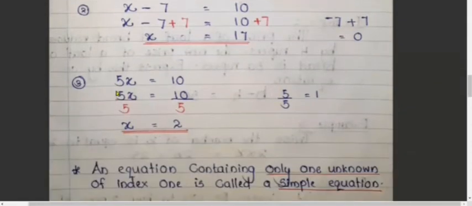Next example, 5x equals 10. 5x means 5 multiplied by x. How do you omit this 5? What is the opposite of multiplication? Division. So 5x you divide by 5. You do the same thing to the right side. 10 you divide by 5. Then the 5s get omitted. Then 10 divided by 5 is 2. X equals 2.